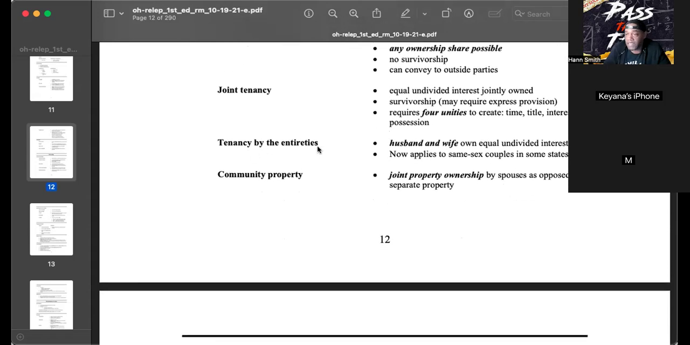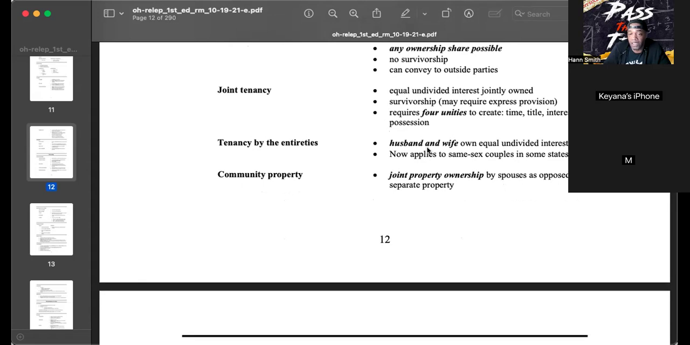Tenancy by the entireties is not recognized in Ohio. You probably won't see this on the test. It's like a 95% chance you won't see this on the test. It's not recognized in Ohio. We're a dower state. But it's something that they test nationally because this is something that's recognized nationally.